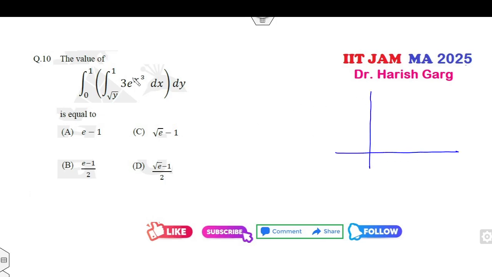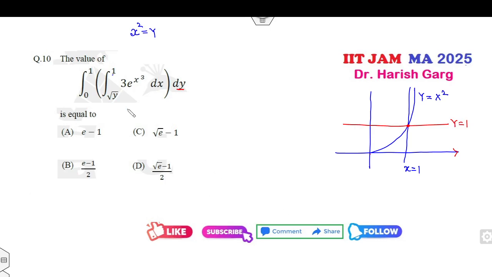How? Can you draw the graph of x is root y? That is y is equal to x square. Fine. x is equal to 1. This is x is equal to 1. This is y is equal to x square. And then y is equal to 0. This is the line y equals 0. And this point is my (1, 1). And this is the line y is equal to 1.